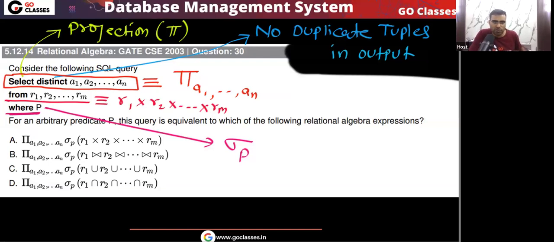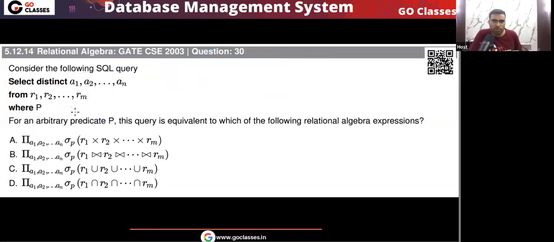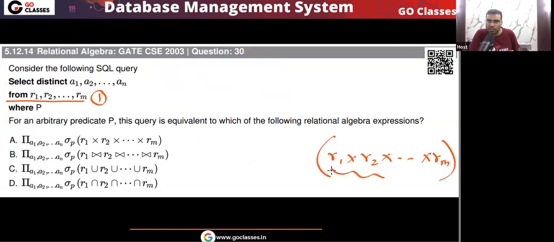Remember, I told you what we do first. In the conceptual evaluation, first you will do the cross product: R1 cross R2 cross Rm. This is what will happen first. Then second, sigma P will happen. This is the second thing.